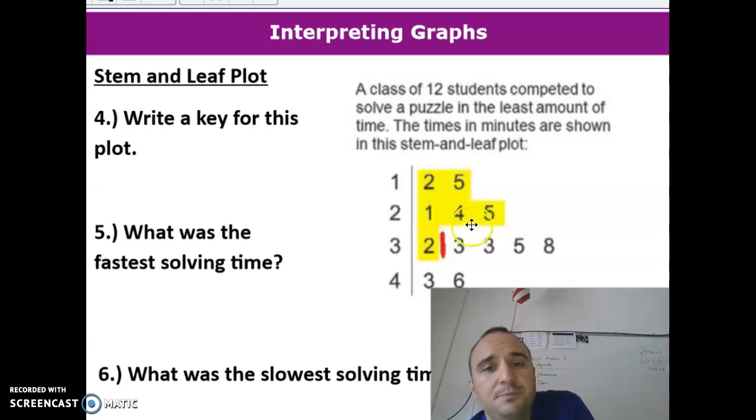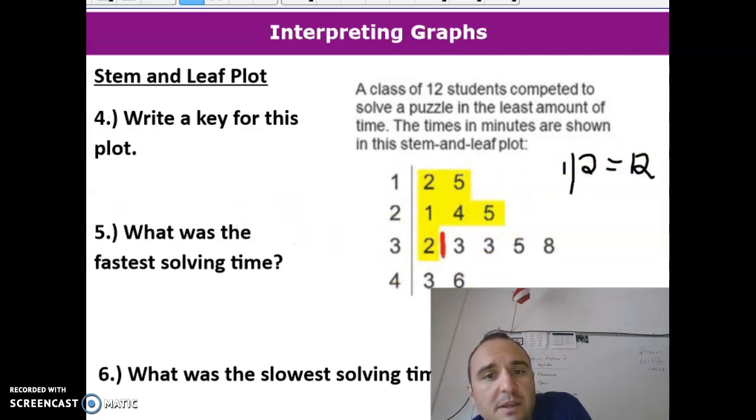Stem and leaf. Write a key for this plot. So the key would be 1, 2 equals 12. Something like 1, 2 equals 12. That's a key. It tells you what all the rest of these mean.